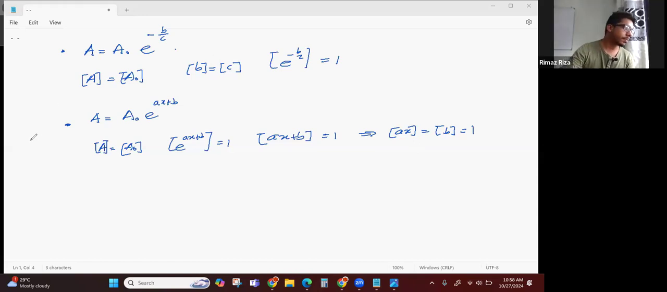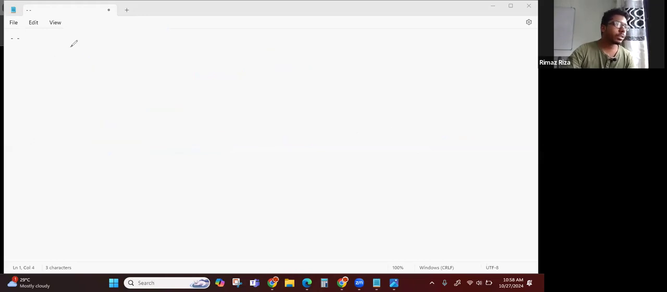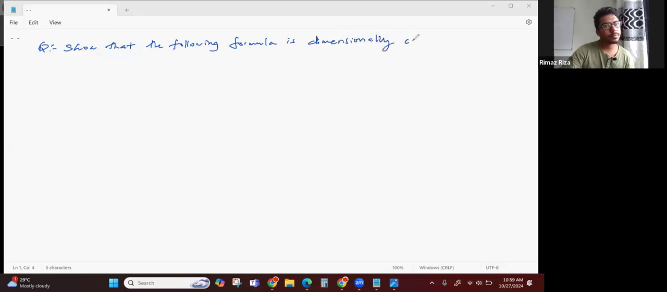Okay, so write down this question. Show that the following formula is dimensionally correct or true. Dimensionally, or you can write. So the formula is S equals ut plus half at squared.